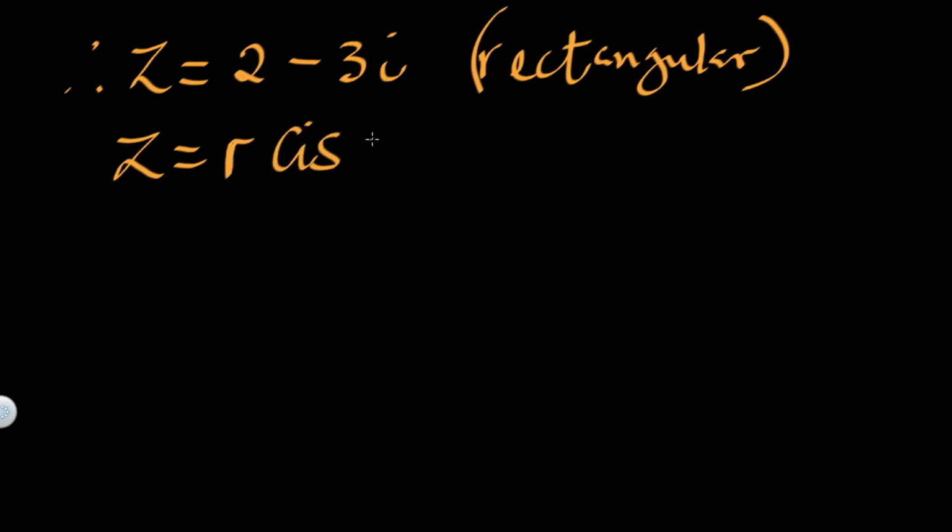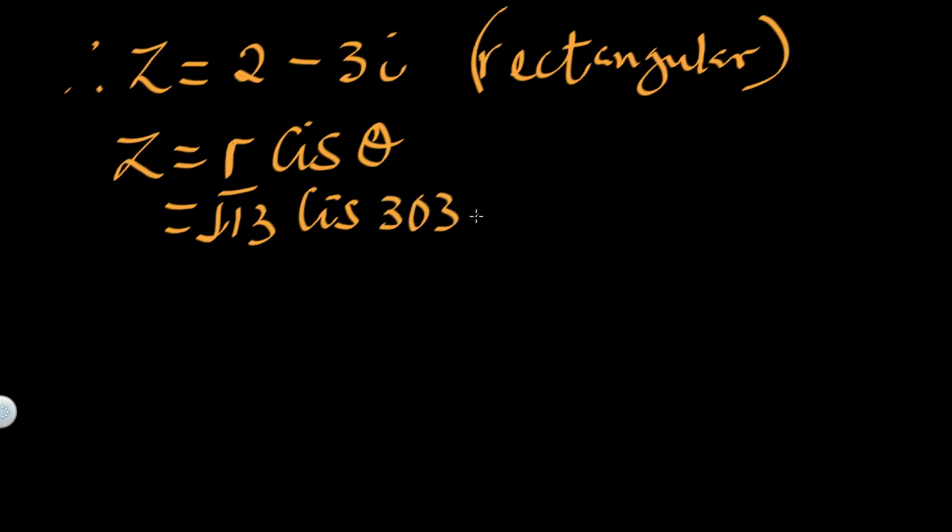The polar form will be z equals r cis theta, which is root of 13 cis theta, which is 303.69 degrees. This is correct. You can still express it in this format again. All these formats, please know these formats, all of them. This is root 13.